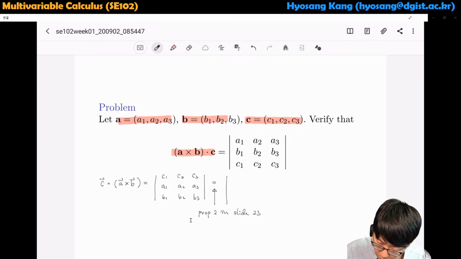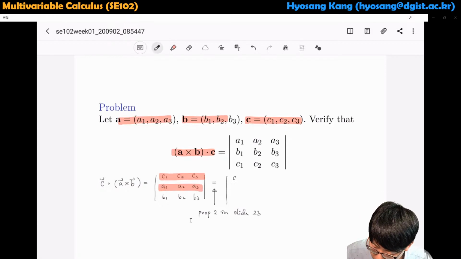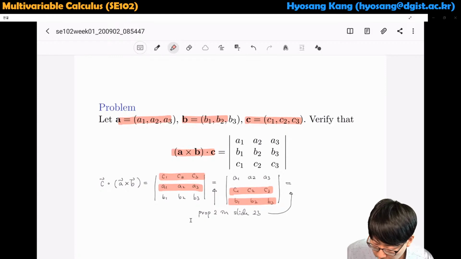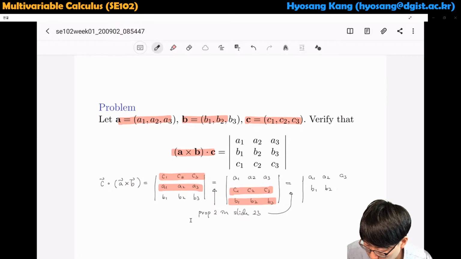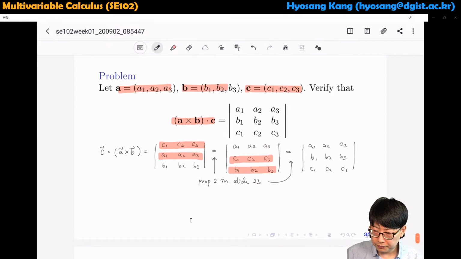So I want to switch these two rows. Okay, so we have A1, A2, A3, and C1, C2, C3. Then use the same property again on the second and third row. You get A1, A2, A3, and B1, B2, B3, and C1, C2, C3. That's how you get the inequality.